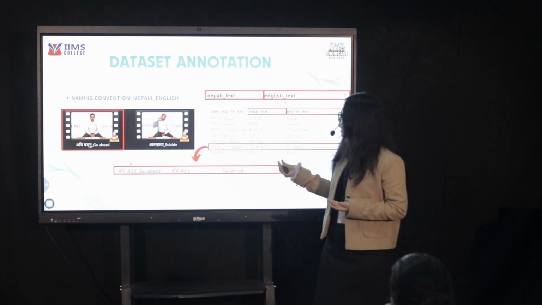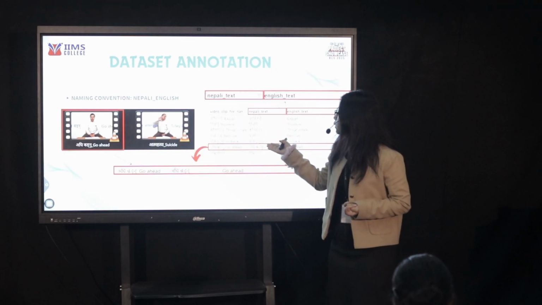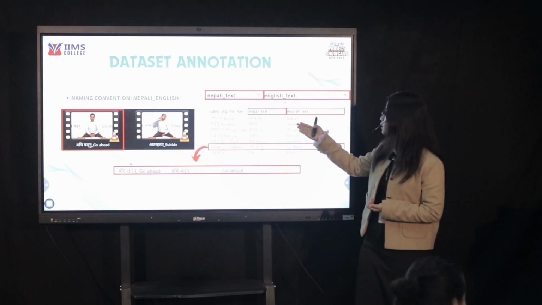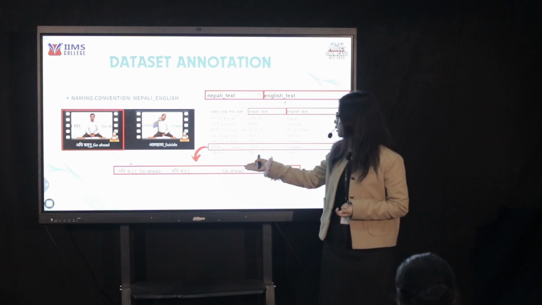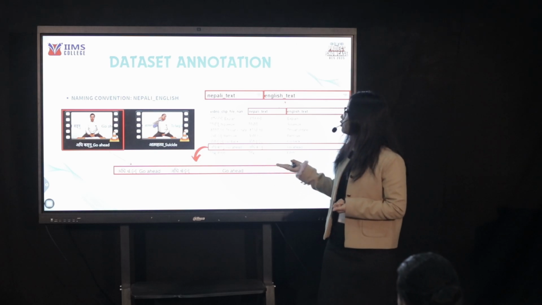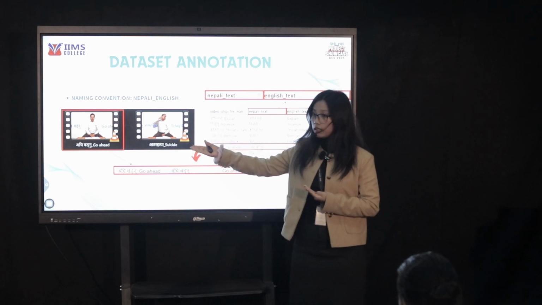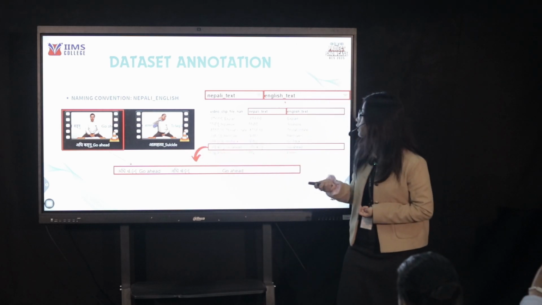Over here you can see this was done in an Excel sheet, and this is the column of Nepali text and English text. For example, agi barnu _ go ahead. In this way, we annotated our dataset by naming its videos.